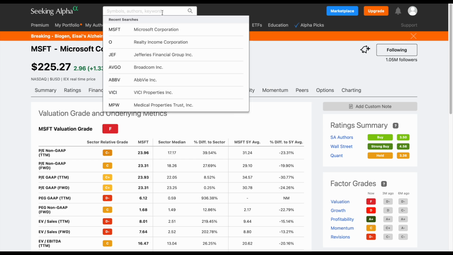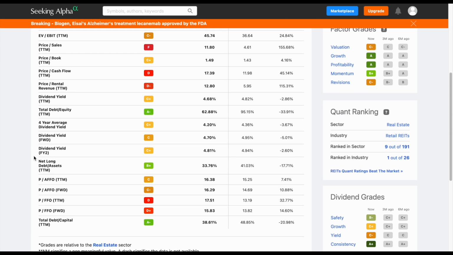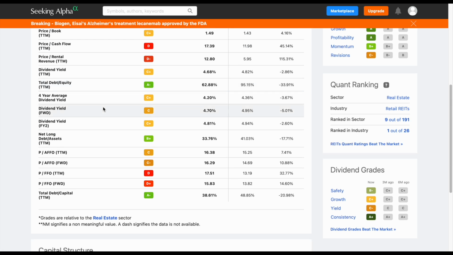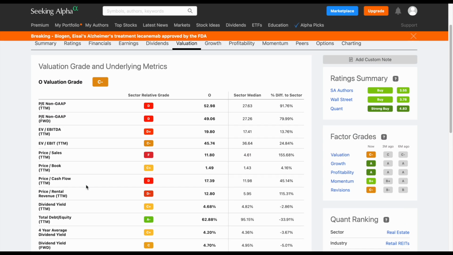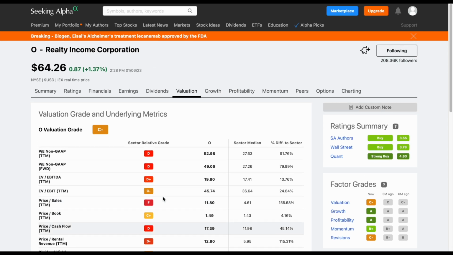So let's go ahead and say in this scenario, I want to look at Realty Income Corporation. Let's scroll down, and because you value these types of investments differently, you can see they have different metrics here. They're going to have things like their price to AFFO, price to AFFO forward and trailing 12 months, and their price to funds from operations. So you can see, depending on the type of investment that you're looking at, they're going to have different underlying metrics, which I think is a really great tool because this is a lot of data that I like to use in my videos and stock analysis.